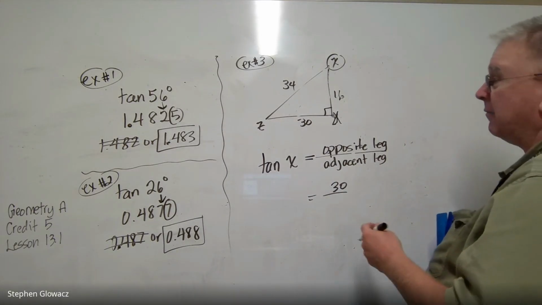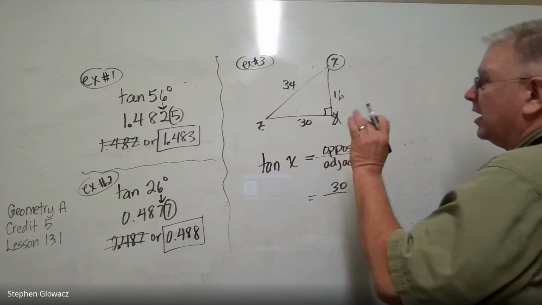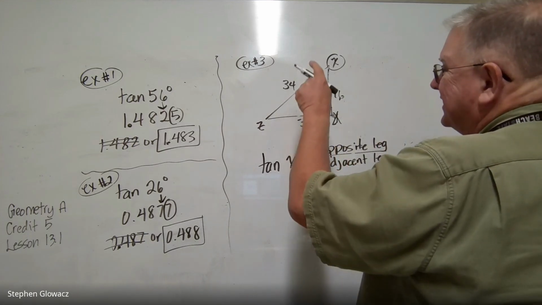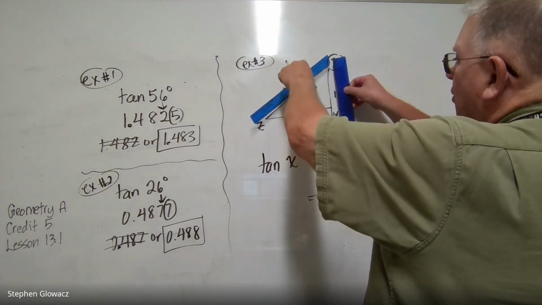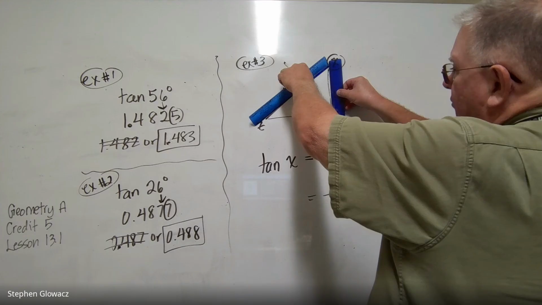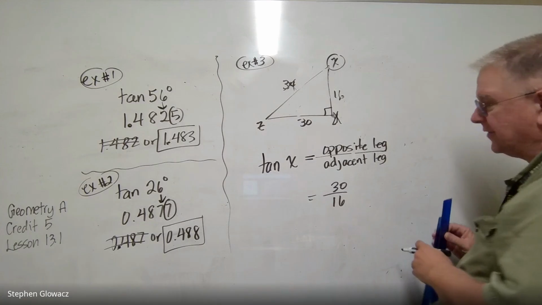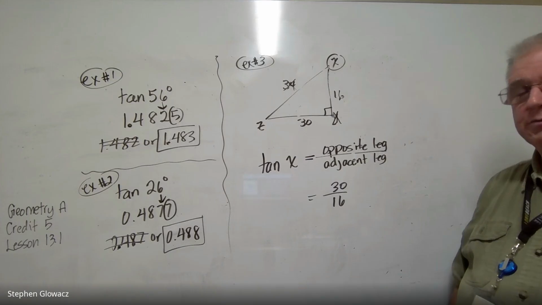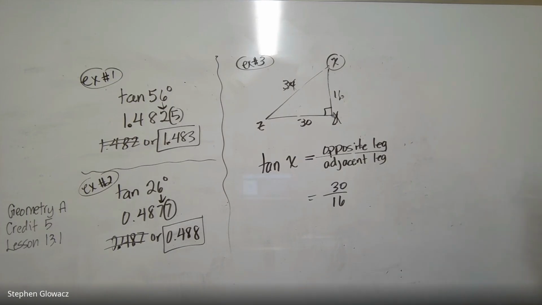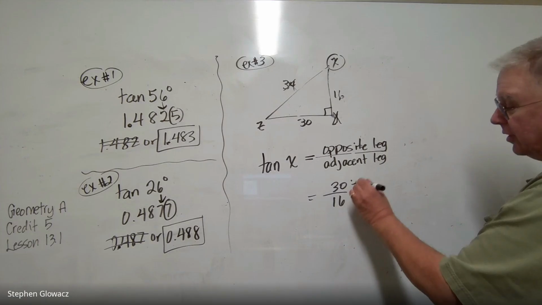Now, remember, notice we're only involving the legs here. Remember, the hypotenuse is the longest side, so that is not going to come into play here. So the leg that is part of what forms angle x is this here, the 16. So the tangent of x would be 30 over 16. Now, we always want to simplify a fraction. The largest number that we can divide into 30 and 16 would be 2.